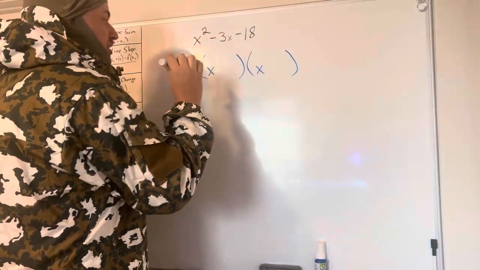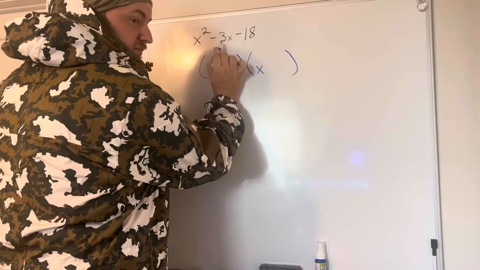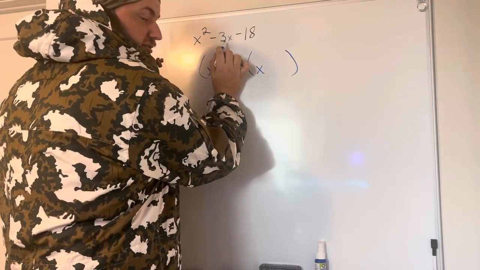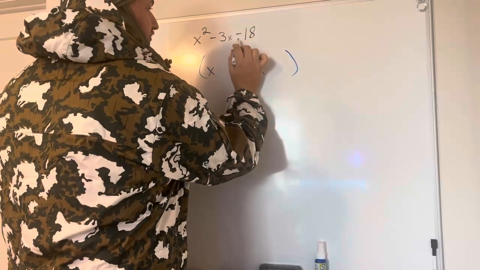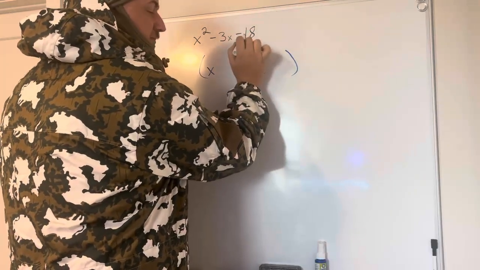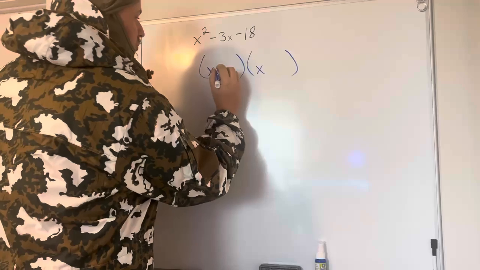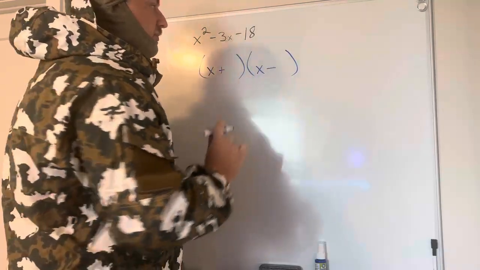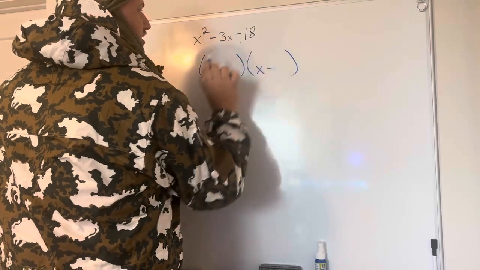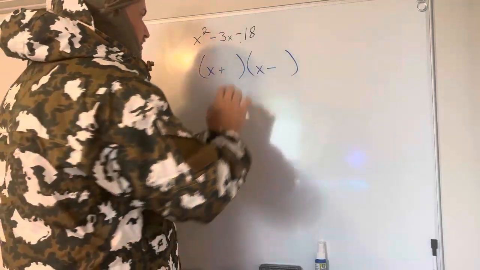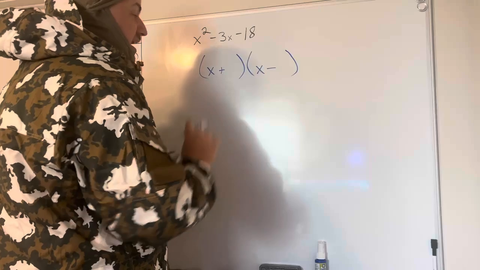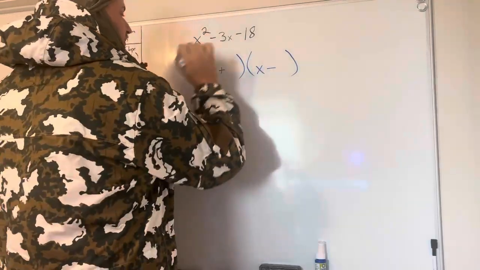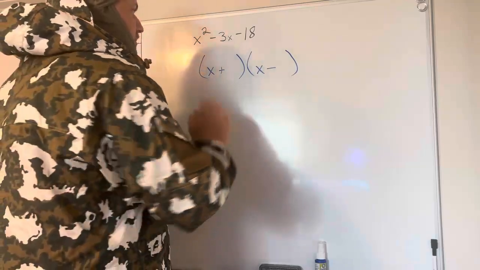Because we have a negative number here added, so when we're adding something together, we have a negative number there. We have a negative number here. This is the multiplication. So that means one of these is a positive and one of these is a negative. First thing you should do is look at that last number without a variable in it. It's a negative 18. So one will be a positive, one will be a negative. Now, what adds up to be negative 3?